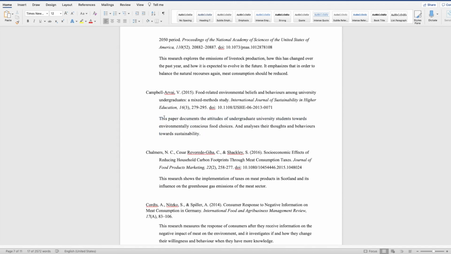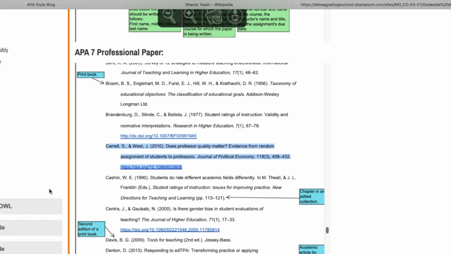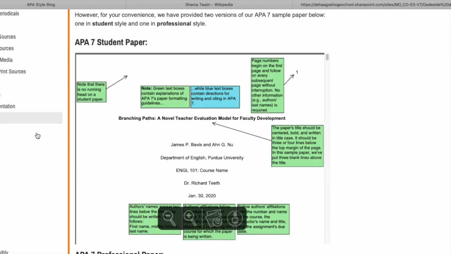This paper documents the attitudes of undergraduate university students towards environmentally conscious foods and analyzes their thoughts and behaviors towards sustainability. That's it. So this is basically like a tweet. Tweet the abstract of your source. I wish you could find that. It'd be even better.